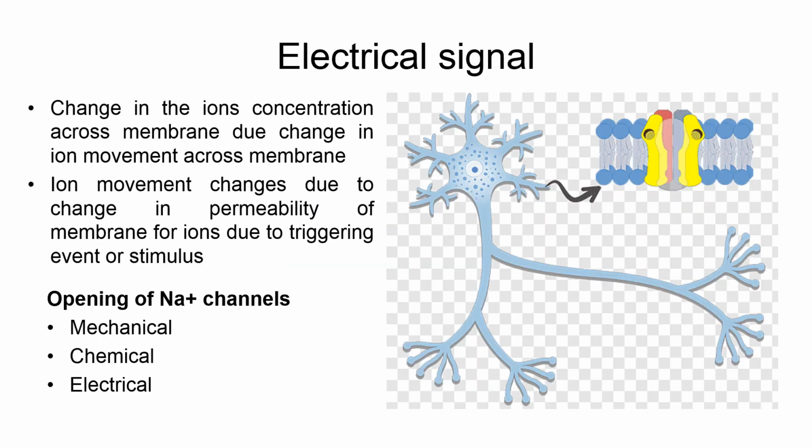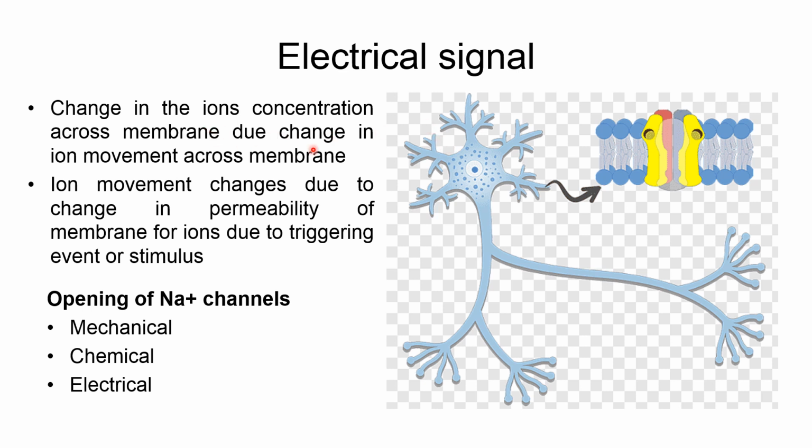First we have to define what is an electrical signal. Ion concentration may change across the membrane due to a change in ion movement across the membrane, because we know at resting membrane potential the membrane is negative from inside and positive from outside. Sodium is more concentrated outside and potassium is more concentrated inside the cell. When there is a change in this concentration, that the sodium goes in or potassium goes out, that change in concentration is called an electrical signal.